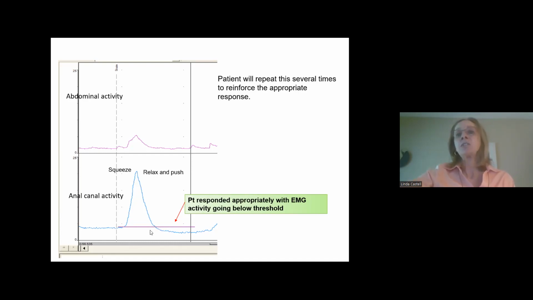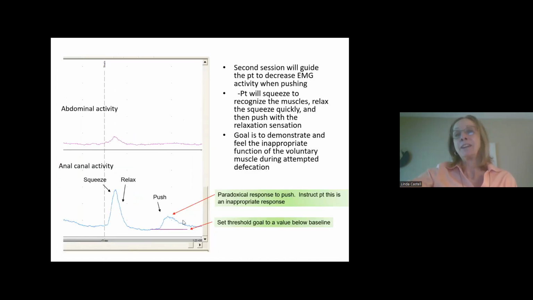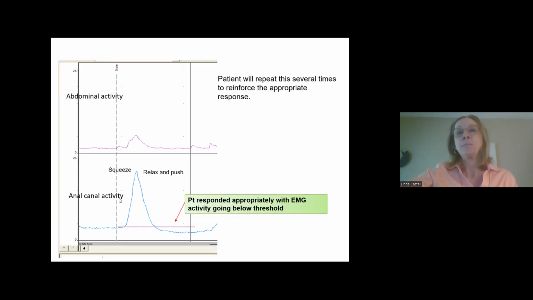So this is just all trial and error with your patients. We can tell them, you're doing it wrong, the activity is going up. As soon as you see that activity up, just go ahead and relax. I don't want you to keep pushing and squeezing. It's just multiple attempts with your patients to manipulate their body to get this appropriate response.